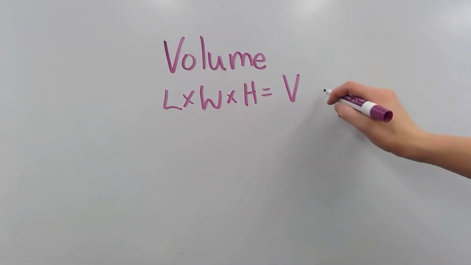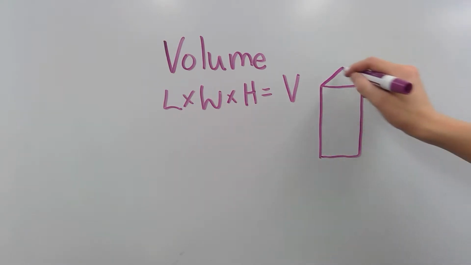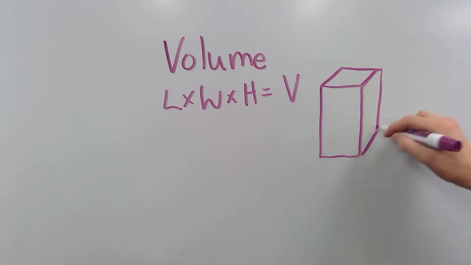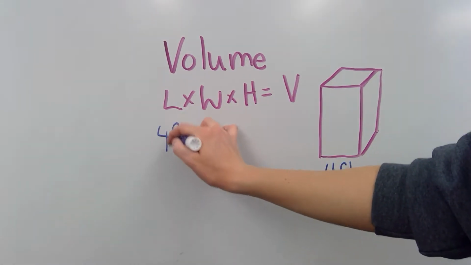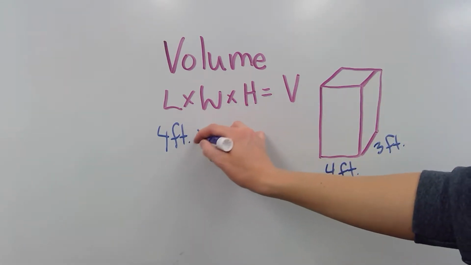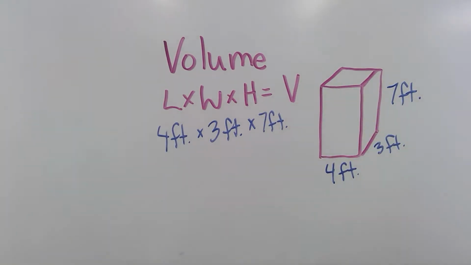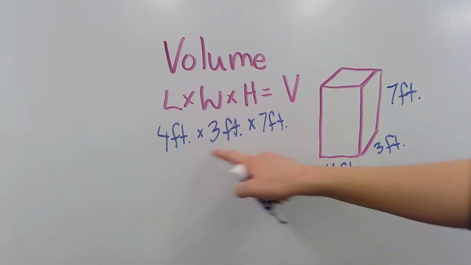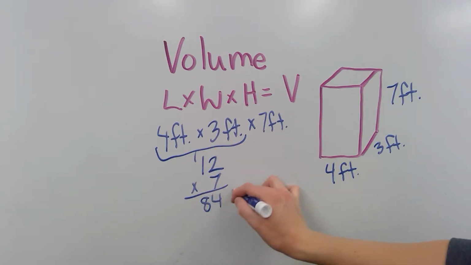So if I saw that I had a rectangular prism, a 3D rectangle, pretty much, and if the length across the bottom was 4 feet, and the width across the side was 3 feet, and the height was 7 feet, I could find the volume by doing 4 feet times 3 feet times 7 feet. 4 times 3 is 12. When I multiply that by 7, I get 84 feet.